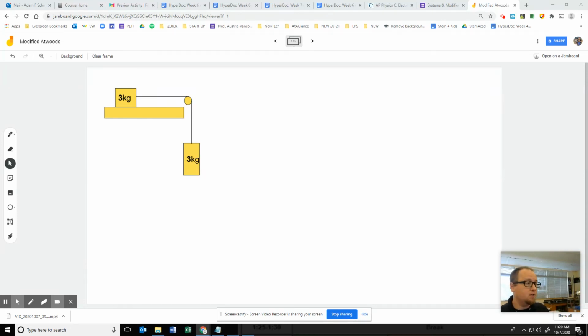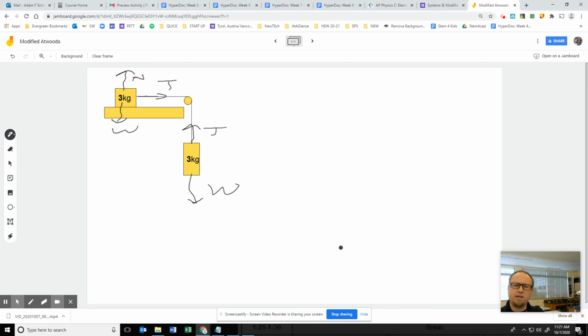So let's go through how to solve this. Here we go. So you've got a weight force on the 3 kilogram here. I'm going to try to draw that straight. Better. On that 3 kilogram, you also have a tension going upwards, a tension going forward, a normal force, and a weight force.